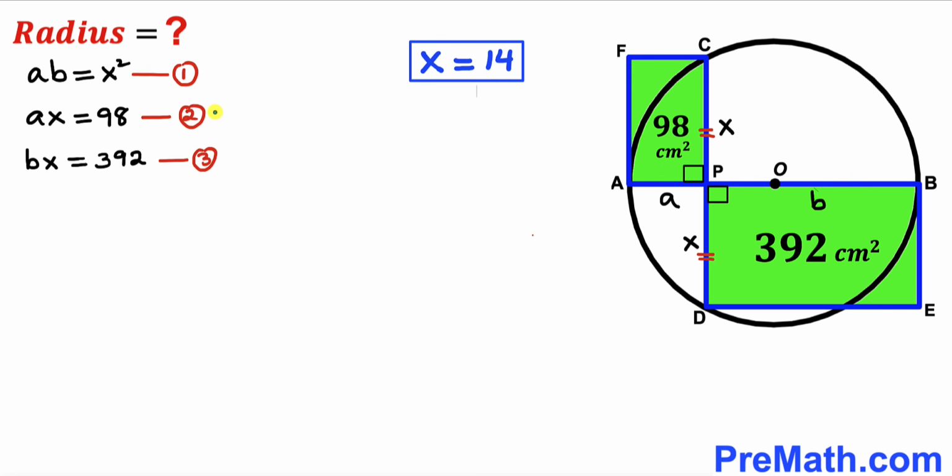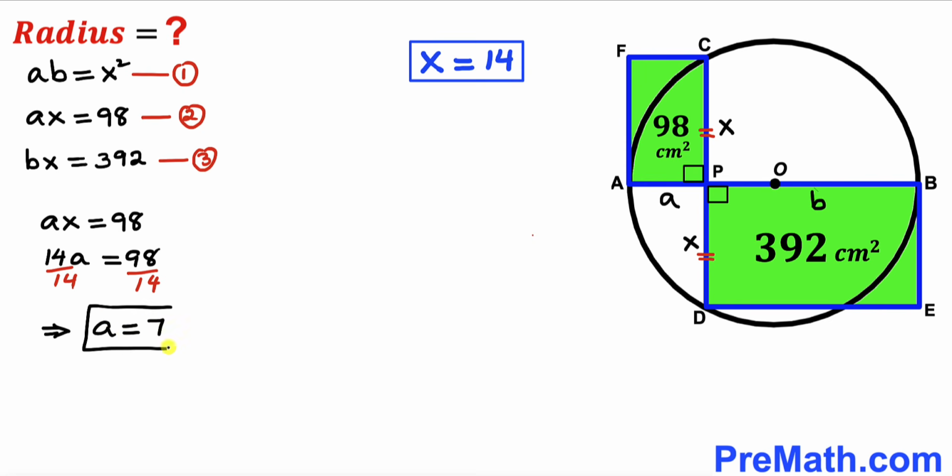Now let's focus on equation 2. Here I have copied down equation 2, and we know our x value is 14. So we are going to substitute over here. This becomes 14 times a equals 98, and I'm going to divide both sides by 14 to isolate a. So our lowercase a value simply turns out to be 7.